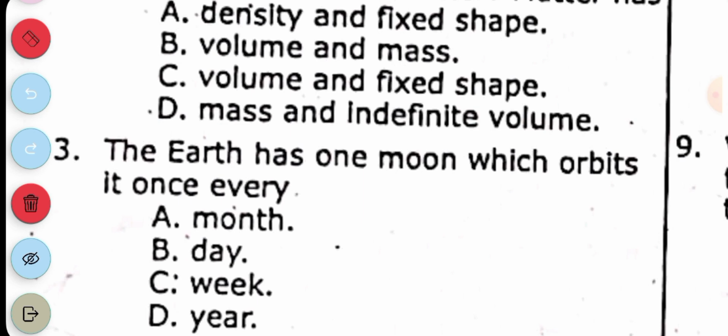Question 3. The Earth has one moon which orbits it every A. Month, B. Day, C. Week, D. Year. And the answer to question 3 is A.